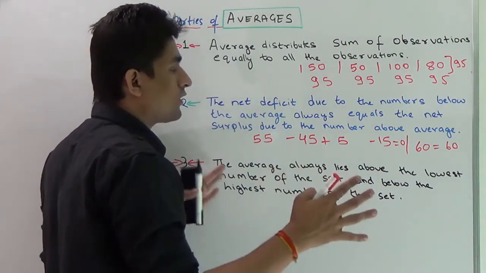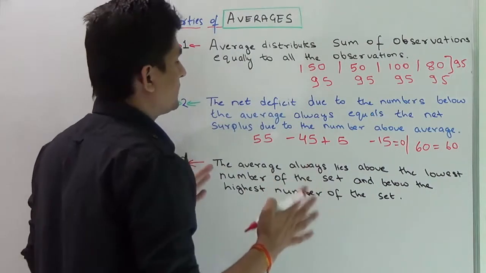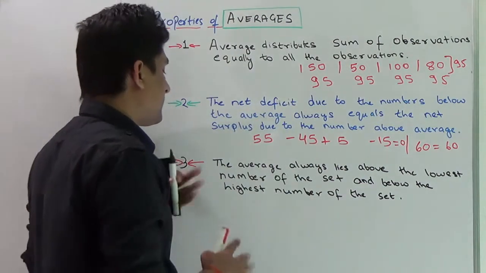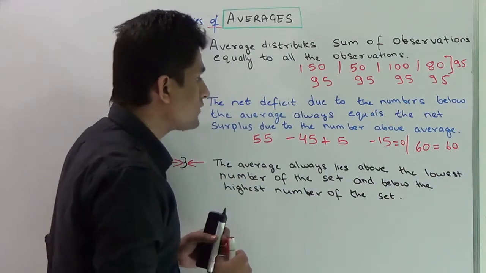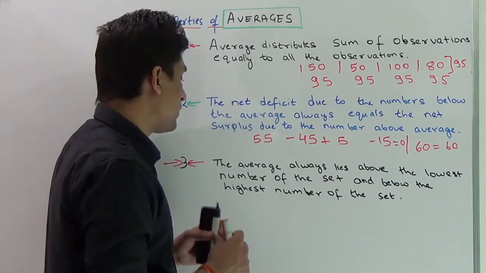And this logic, this property is sometimes used for solving questions also. So I've taken this point. I think this point is clear to you now. Now moving to the third point. The third point is the average always lies above the lowest number of the set and below the highest number of the set.